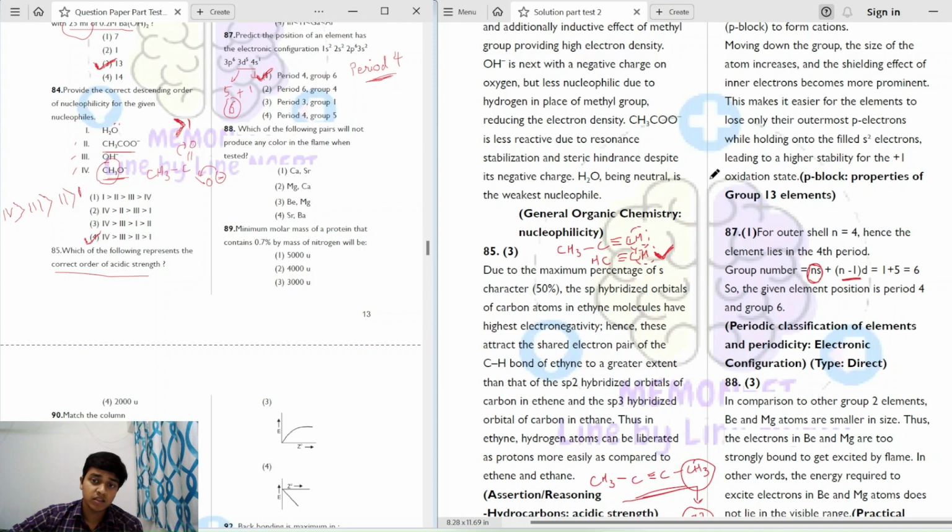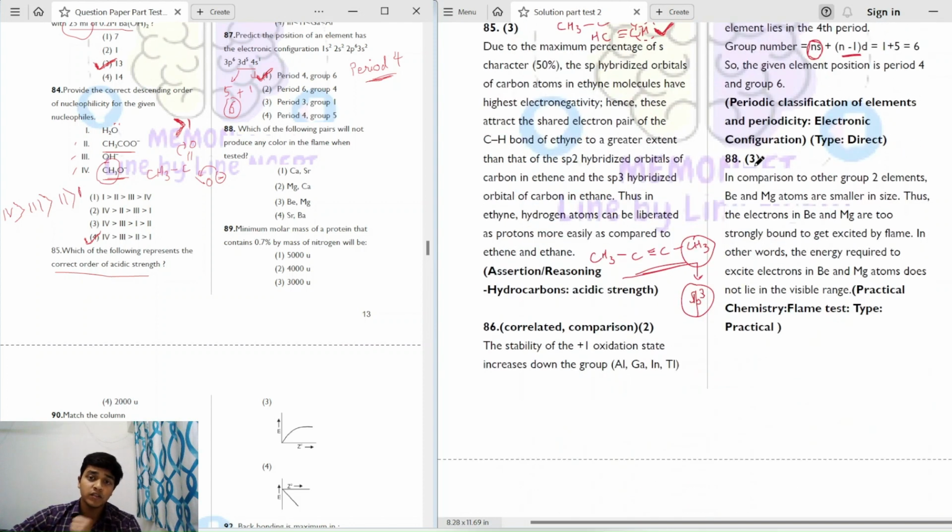Moving on to the next question. The question says, which of the following pairs will not produce any color in the flame when tested? We have been given group 2 elements, which are calcium, strontium, magnesium, beryllium, right? So we have to tell which will not produce a color in the flame. What happens in the flame test is that the electron is excited by the flame. The energy provided by the flame is enough to excite the electron to a higher energy state, and that shows a characteristic color. But what happens in the case of beryllium and magnesium?